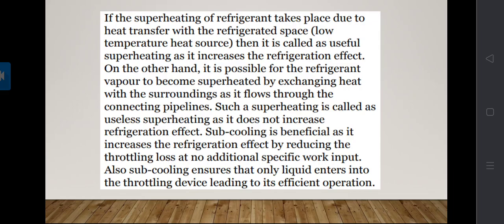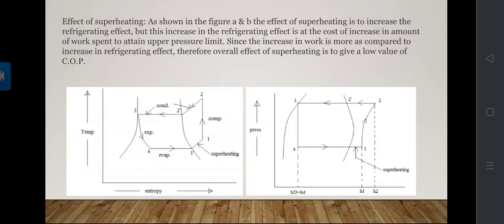Subcooling is beneficial as it increases the refrigeration effect by reducing the throttling loss, with no additional specific work input. So subcooling ensures that only liquid enters the throttling device, leading to its efficient operation. So we see the effect of superheating first. Here in this figure, figures A and B, we can see the effect of superheating.